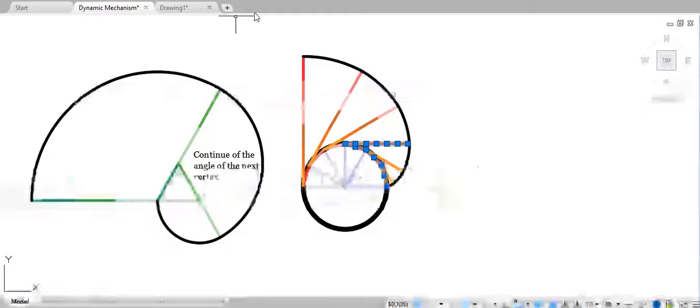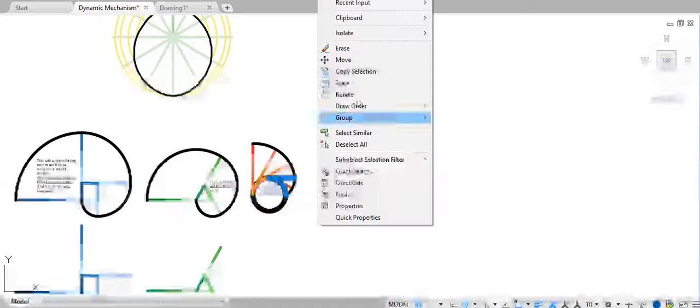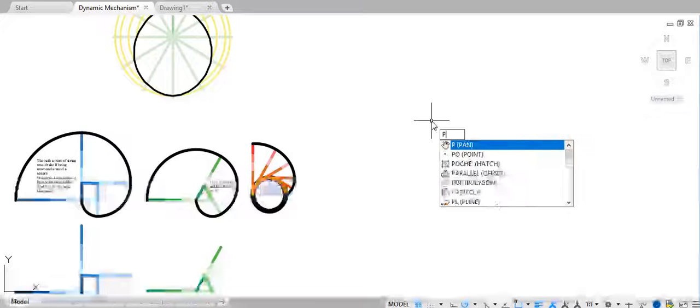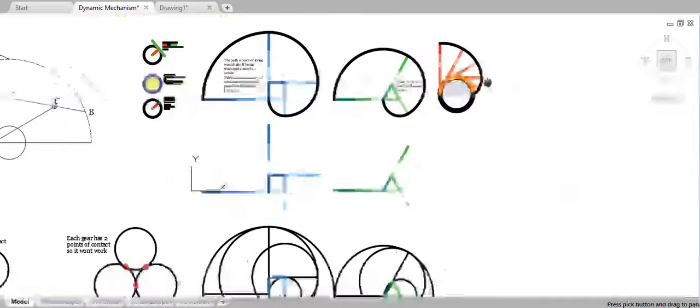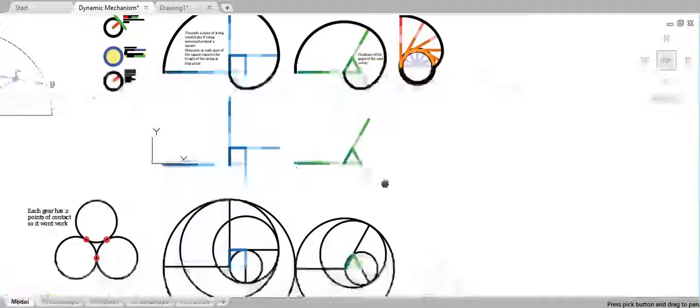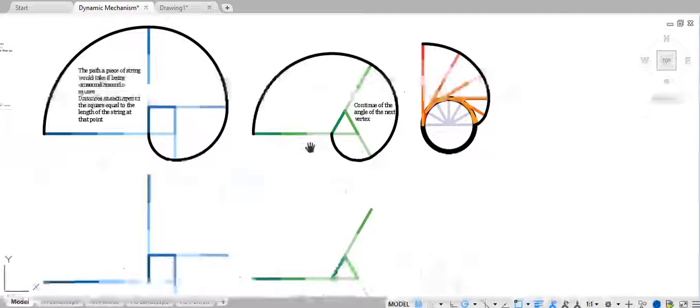So this is what I've created to help show the principles of the involute, and that's how the principles work as well.